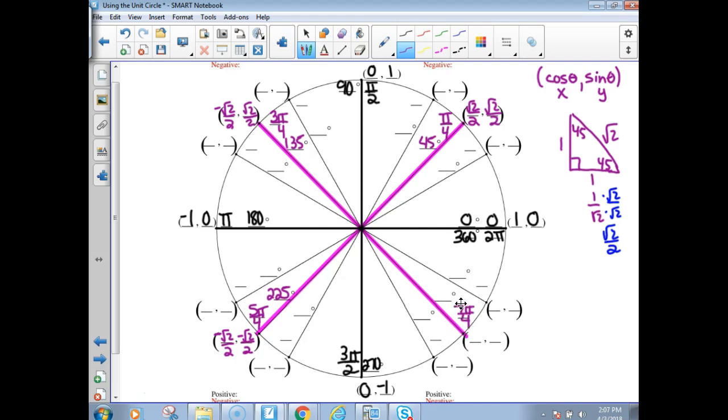And then we want to say that we're back 45 degrees from 360. 360 minus 45 is 315 in degrees. Don't have to worry about doing conversions, just use number sense.